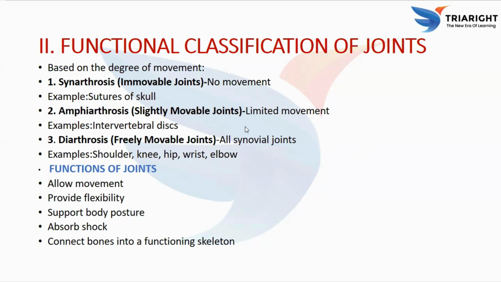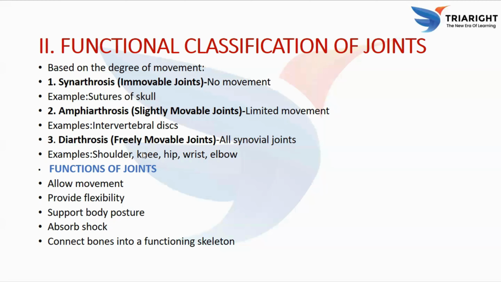And next, diarthrosis, a freely movable joint. So this allows a wide range of movements. These are also called the synovial joints. So what are the examples of diarthrosis joints? Shoulder, knee, hip, wrist, and elbow. So these are the joints that allow everyday motions like walking, lifting, writing, and sports.